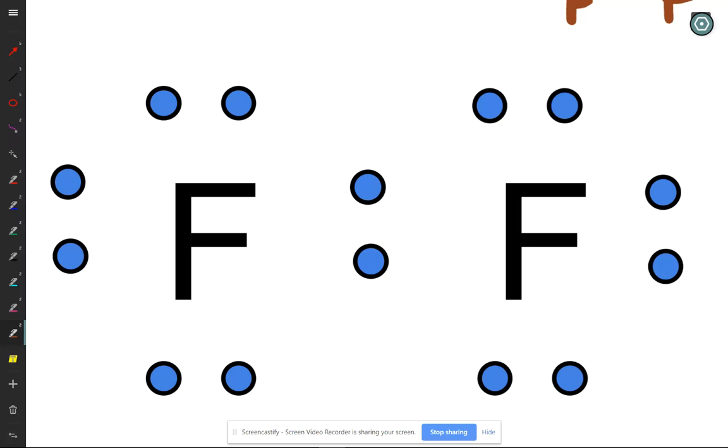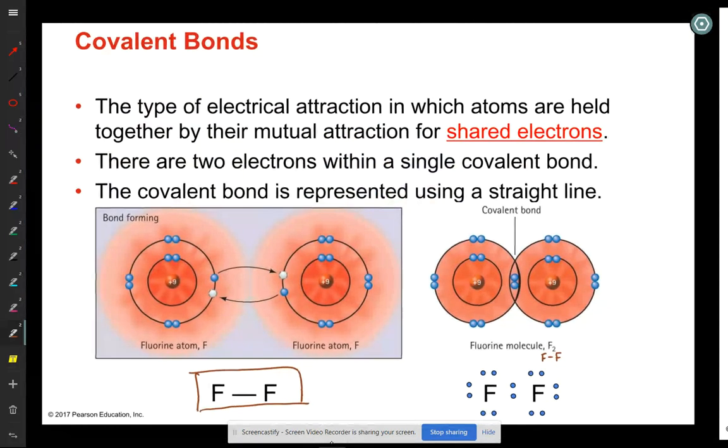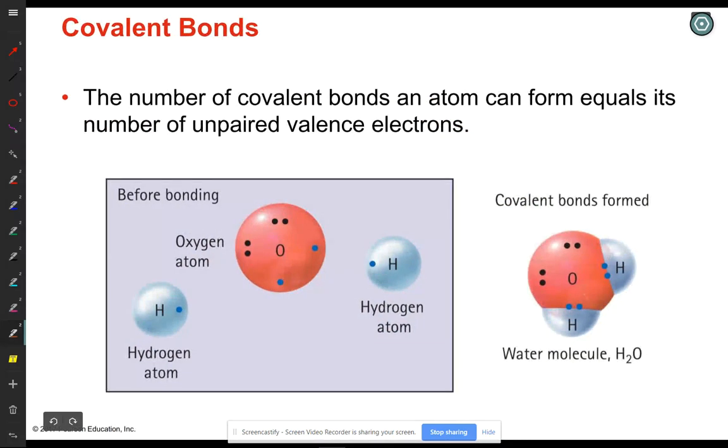Question, Grace? How do you know, when you're making your bonds, if you're going to bond this element with this element, how do you know if it's covalent or...? That is a perfect segue. How do we know? Okay, I've got a couple slides and then I have the answer.